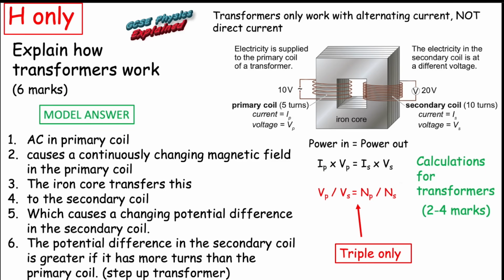That's how in a step-up transformer we make the voltage 16 times bigger, which means that the current had to be 16 times smaller to make sure the same power came out that went in. You can't just make power out of thin air.